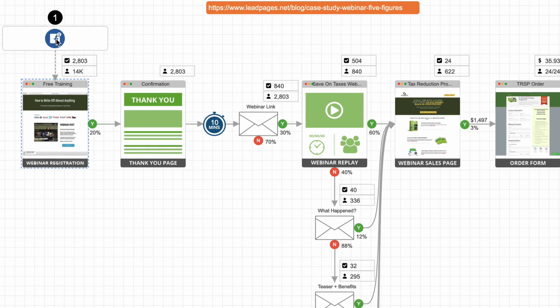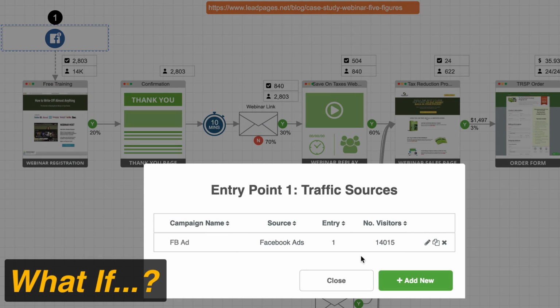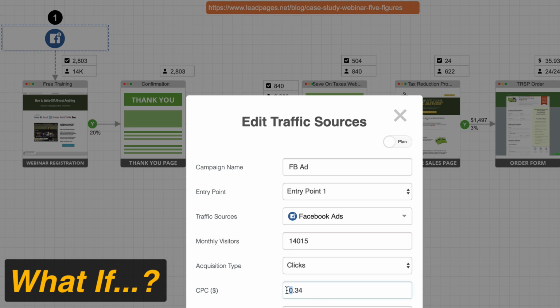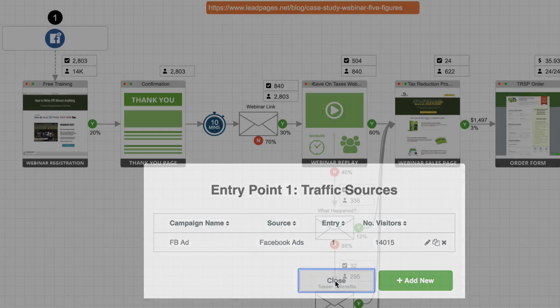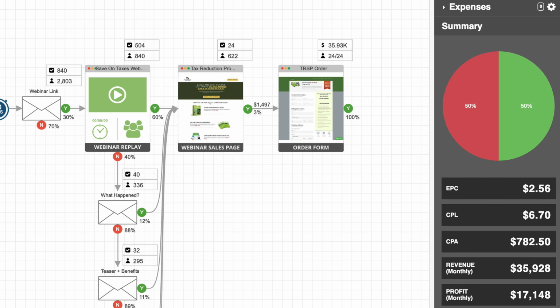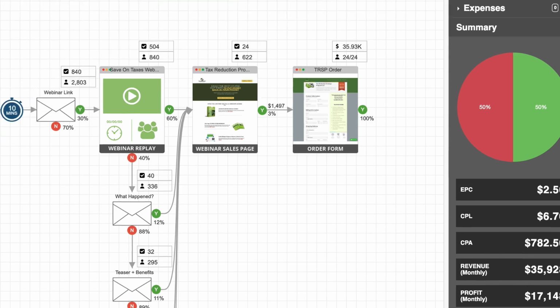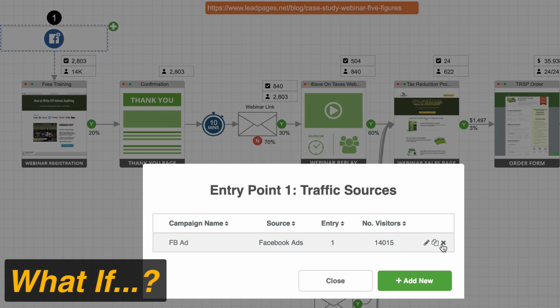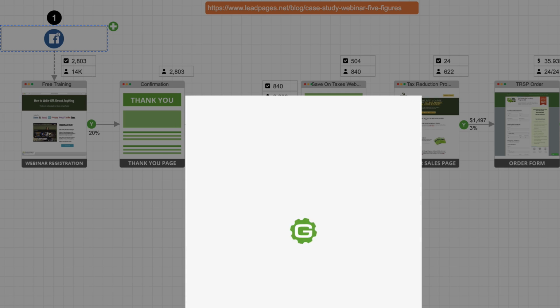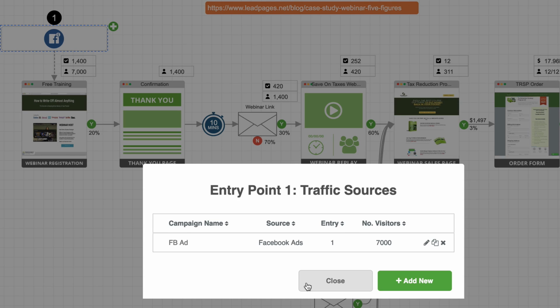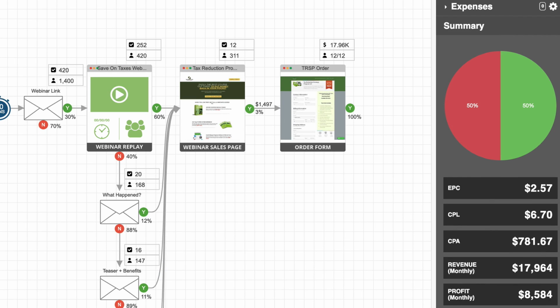Let's say, what if on Facebook we're not paying 34 cents a click? What if we're paying $1.34 a click? Can the numbers still work? You can see here, yes, they are still working. We're getting $17,000 in profit, which is great. Well, what if we can't get 14,000 people off Facebook? What if all we can get is 7,000 people? Is that going to be enough to keep the lights on and to make us a decent income? As you can see here, instantly, GERU is showing us $8,584 in profit. So we're still in really good shape here.